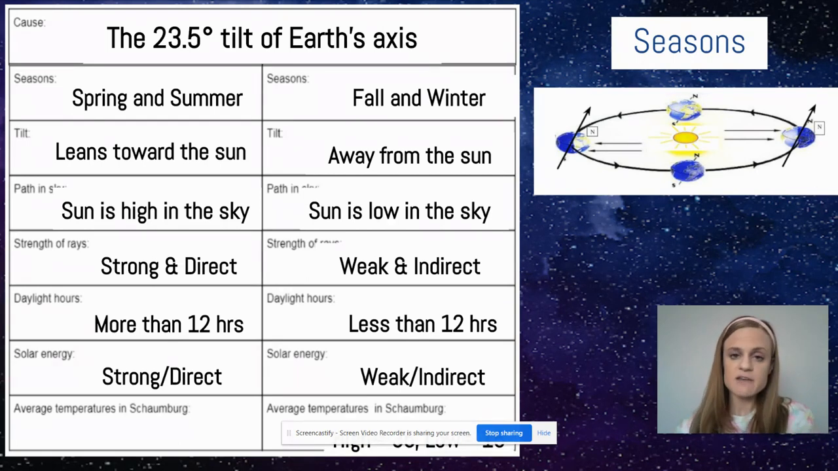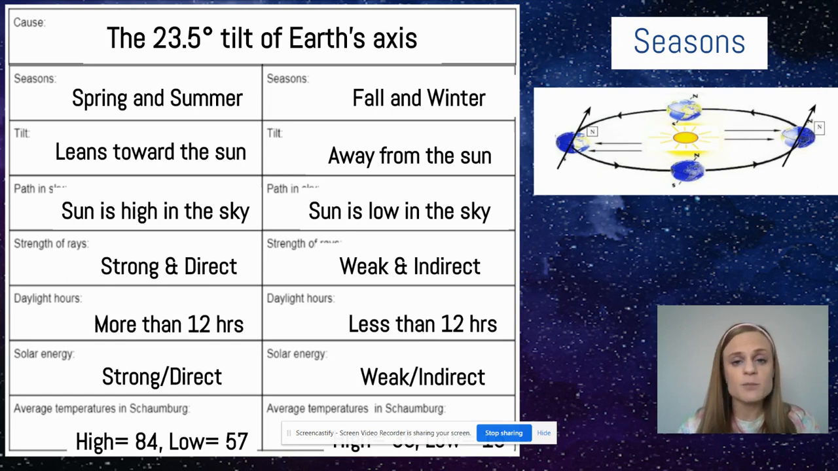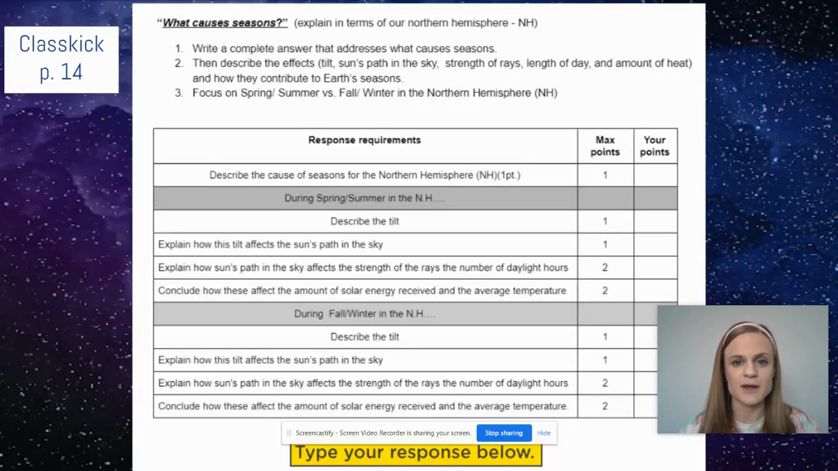Average temperatures, I just filled in on the bottom. You guys can see there is a range between the highs and the lows for spring and summer, and then again for fall and winter. So go ahead and review this, check this over with your class kit, or just use this video as a way to check your understanding. Know that you are going to be writing a response, and this is going to be a really great tool for you guys to use to review and get your understanding and your thinking straight.